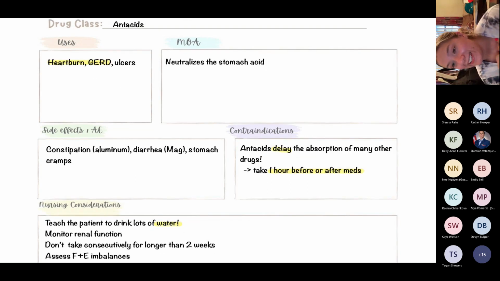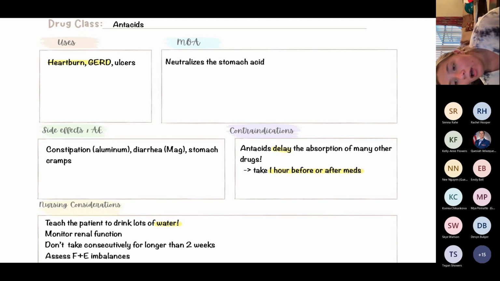Up next, we have our antacids. Know that our aluminum antacids can cause some constipation, but our magnesium antacids can cause a little bit of diarrhea. Why does that make sense? Well, what does milk of mag do? It's a laxative, okay? But a big thing I want us to understand about antacids is you take antacids on their own. You take them an hour before or after meds.